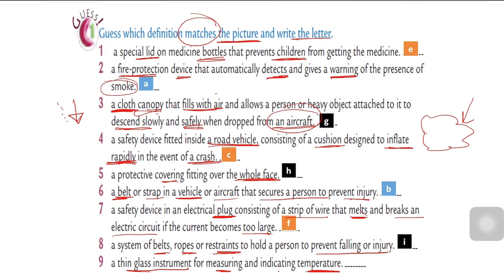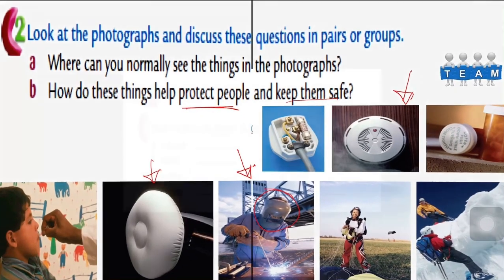Very good. And the last definition: a thin glass instrument for measuring and indicating temperature. Okay, yes, it's the thermometer. It's D. Very good. Now, let's move on.